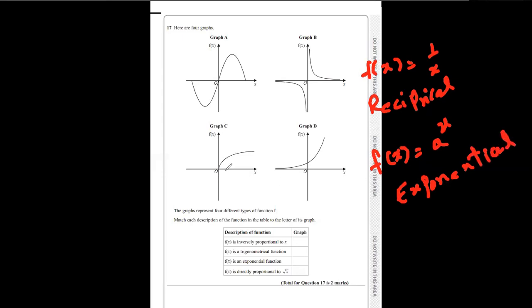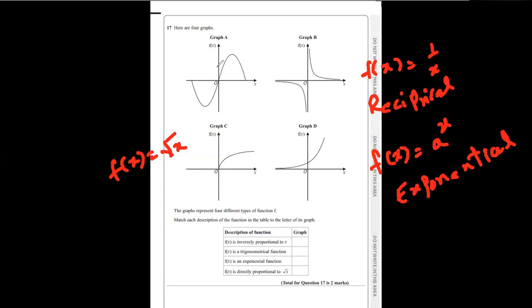And what sort of graph is this one here? This is the square root, like f of x is equal to square root of x, okay? And this is basically a square root graph. I can't think of any other name for this.